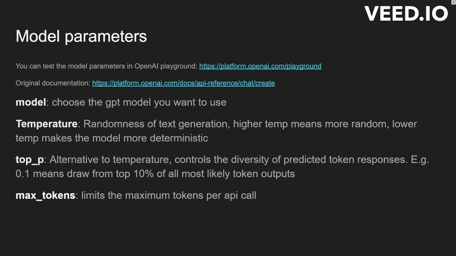Next, we have the max tokens parameter. This sets the maximum length of the output. This can be a good way to limit the model's response so that you preserve token usage, or if you want to ensure a concise response.